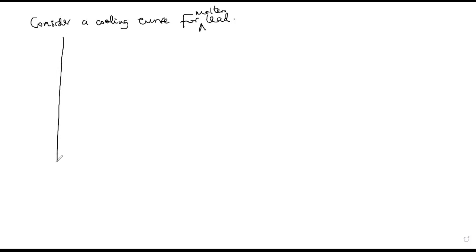But what happens if we consider a cooling curve for molten lead? You have to bring in the aspect that it is in a liquid form. This is temperature.